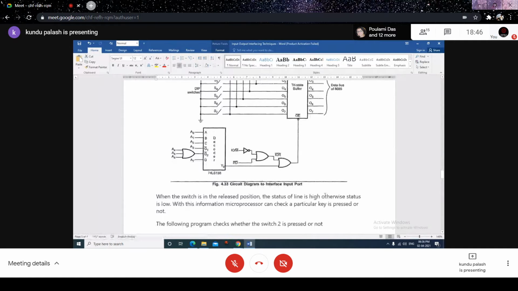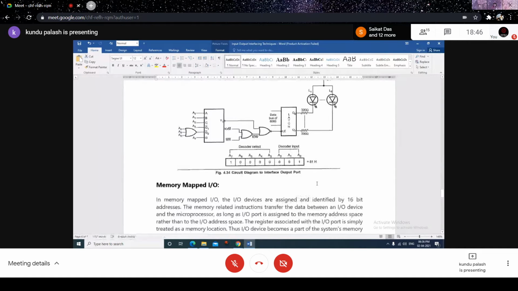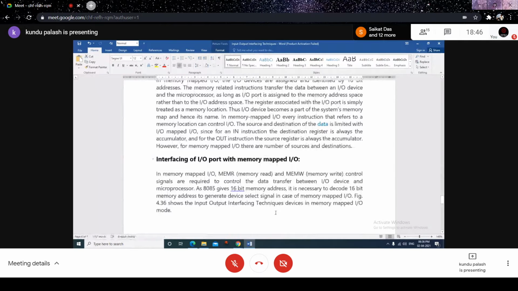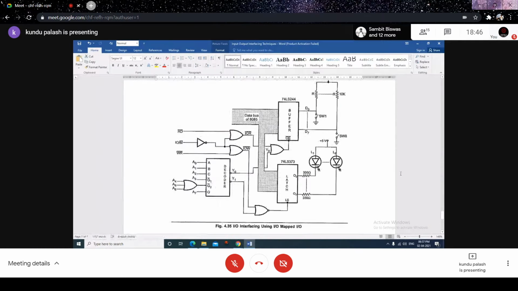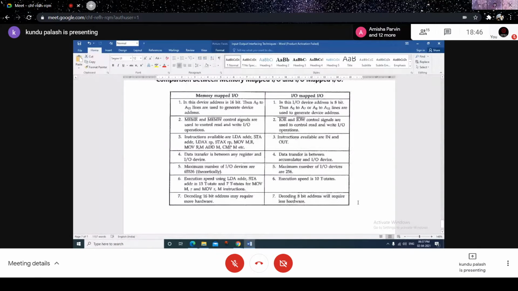Output device: in case of an output device, the same things will happen. These are typical examples. In case of a memory mapped IO, the circuit will be different. But in case of a memory mapped IO, definitely the latch will be required, because the whole 16 address lines will be utilized. And this is the comparison between the IO mapped IO and the memory mapped IO.